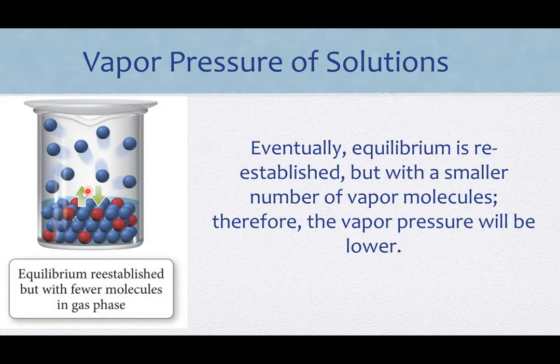So once we have these solute particles up here taking up spaces, we're going to have fewer particles that are vapor. Eventually, we'll reestablish a new equilibrium, that dynamic condensation, vaporization, condensation, vaporization. But what we'll notice about that new equilibrium is that the pressure will be registered as lower than when it was just a pure solvent or just a pure liquid. So it does reestablish equilibrium, but that equilibrium is at a lower pressure, a lower number. Okay.